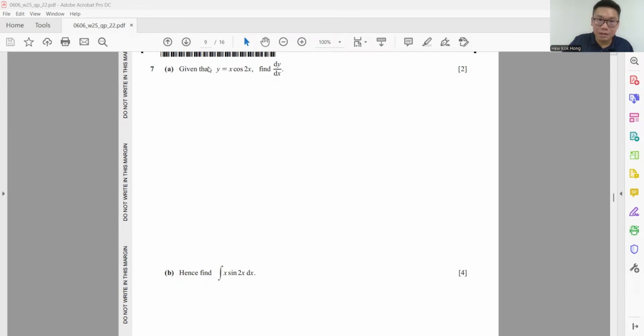Question 7a is a product rule differentiation. So u equals x and v equals cos 2x. So v times this plus u times this.